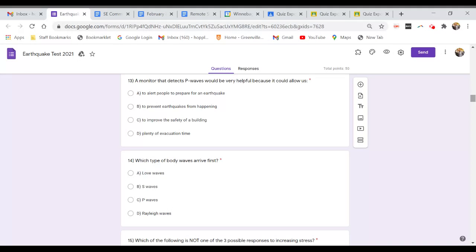Question 13. A monitor that detects P waves would be very helpful because it could allow us to alert people to prepare for an earthquake, to prevent earthquakes from happening, to improve the safety of a building, or plenty of evacuation time.